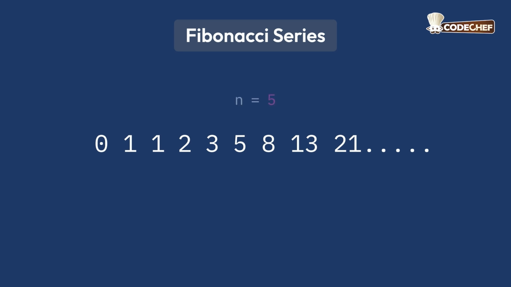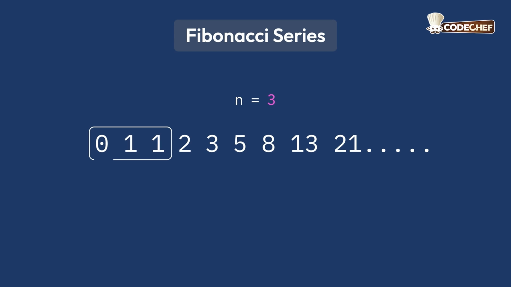Let's say a number n is given to you. For n equals 5, we need to print the first 5 numbers in the series, which is 0, 1, 1, 2, 3. If n is 3, we gotta print 0, 1, 1.